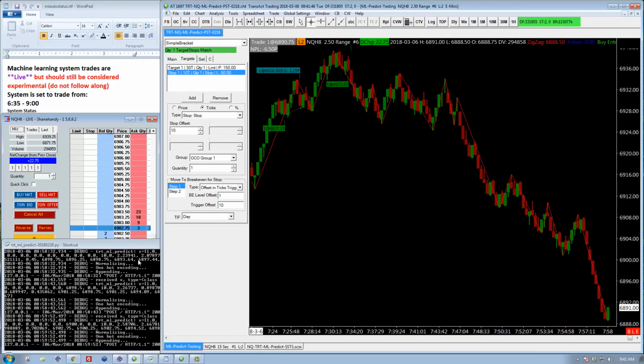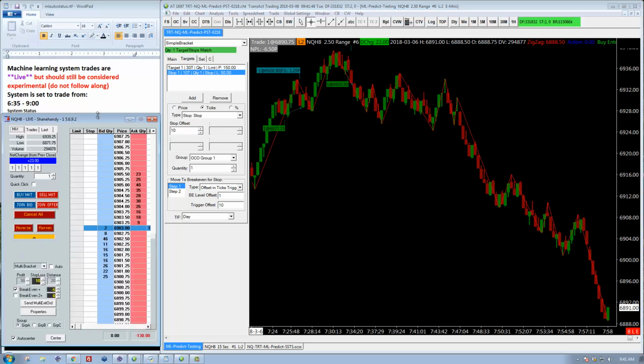So today's result, where did it go? That's my server. Minus 130. So as soon as we hit minus 110, the machine stopped. And that is it for today.